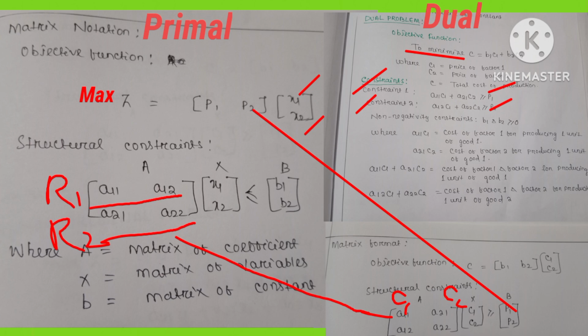So as you can see, this a11 a12 becomes here a11 a12. That means this row becomes a column, and the a21 a22 row becomes a column, here a21 a22. And the coefficient row vector in the objective function becomes the column vector in the right hand side constants in the dual. And b1 b2, that is the column vector of RHS constants in the primal, becomes the coefficient row vector in the objective function in the dual.